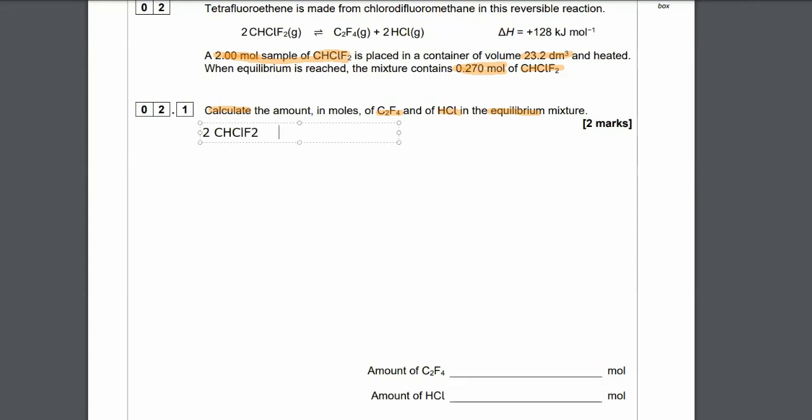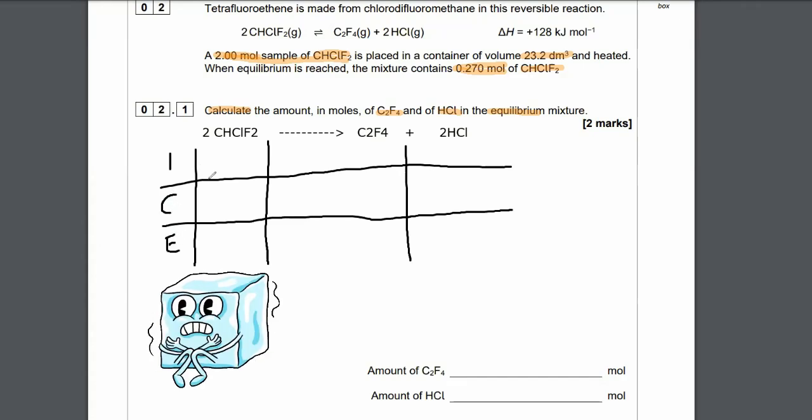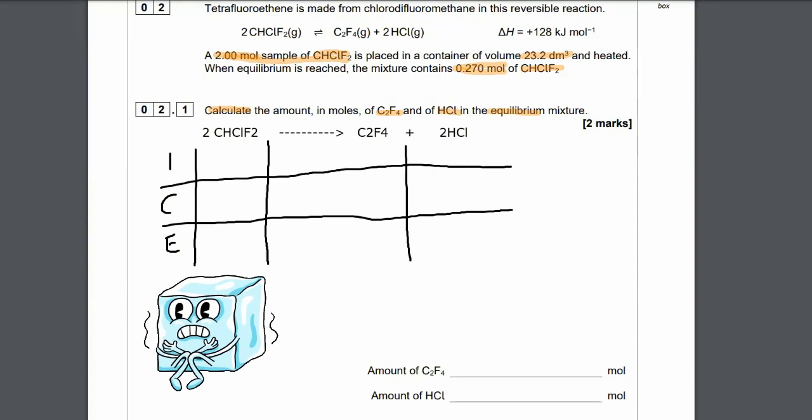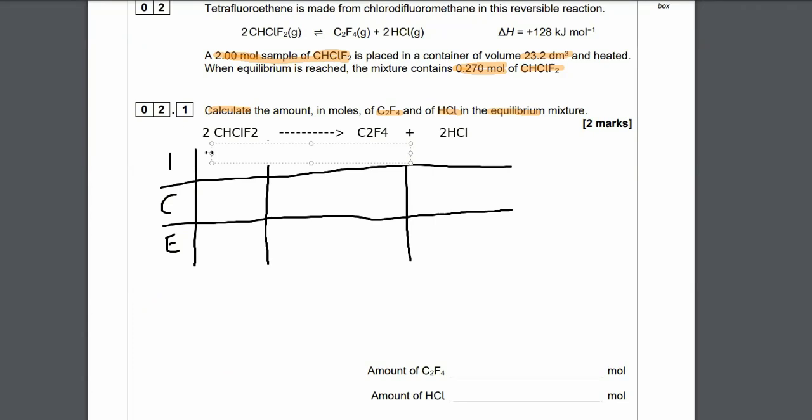I am going to rewrite out the equation, but I'm going to simplify it without the state symbols or the reversible symbol, just because I want this for the purposes of this calculation. Now I'm going to make a little table some of you may be familiar with. Different people write different things on the side of the table. People do this when working out the amount of moles in an equilibrium mixture. They make a little grid of the products and reactants, and then I write I.